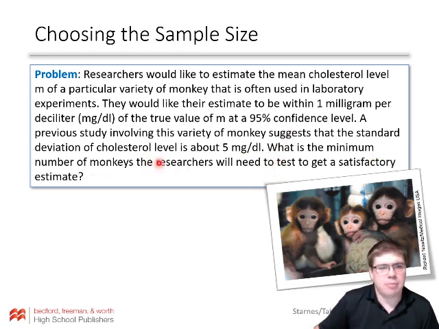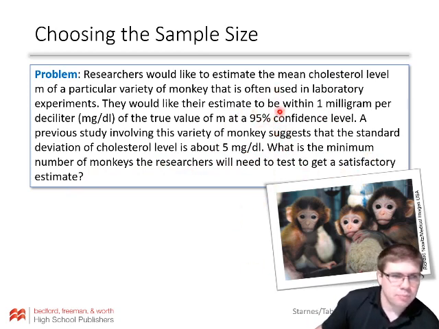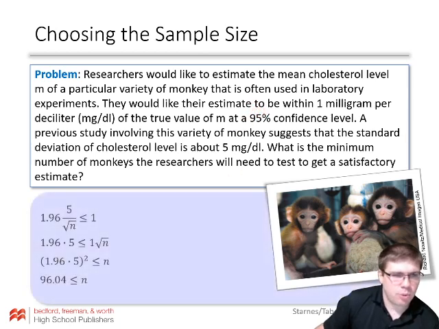What's the minimum number of monkeys the researchers will need to get satisfactory estimates to be within 1 milligram of the actual population mean cholesterol level? And so for 95%, we're going to just go with the z-star for that, which is 1.96. We've got 5 as our sigma that's known, and n is what we're figuring out, where the margin would be less than 1. And so you just set up and solve the algebra here.